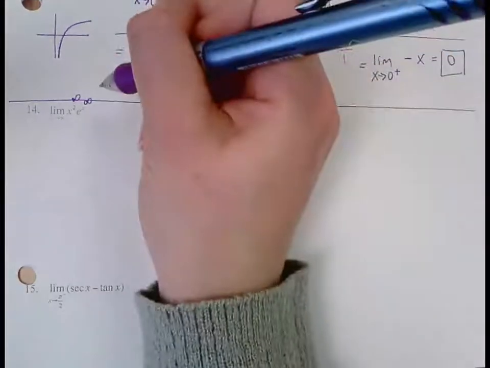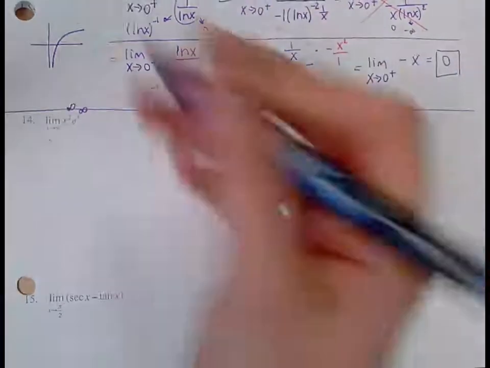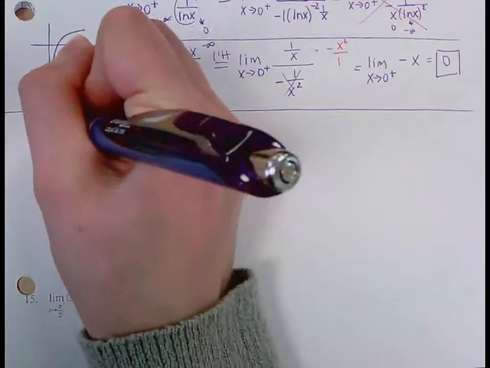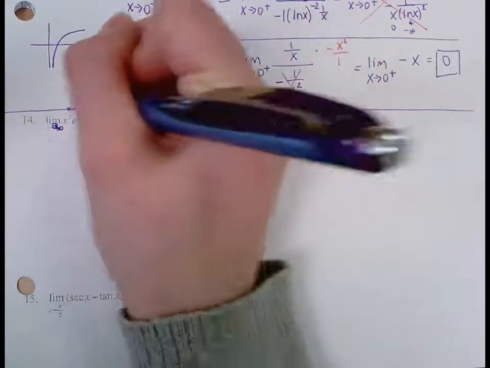Or wait, no. Is that right? Yeah, oh, that is right. I have a typo. That's why. This should be negative infinity. I'm sorry.